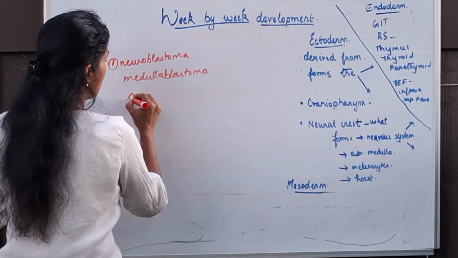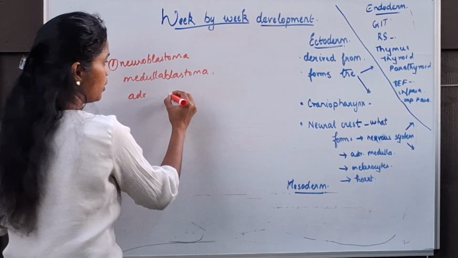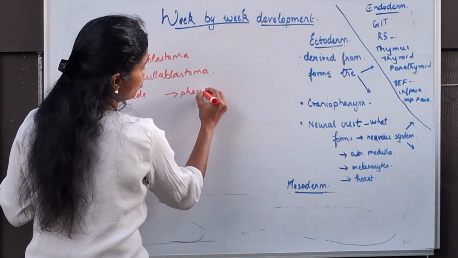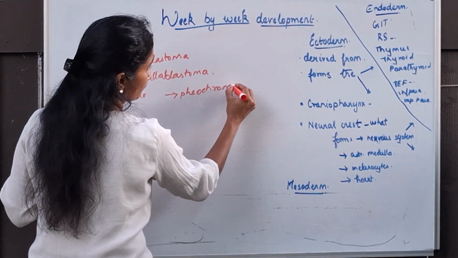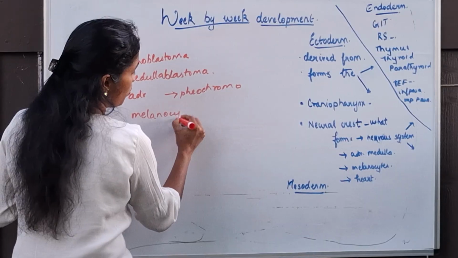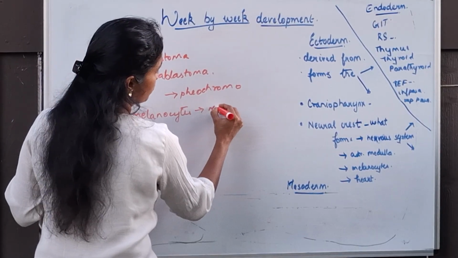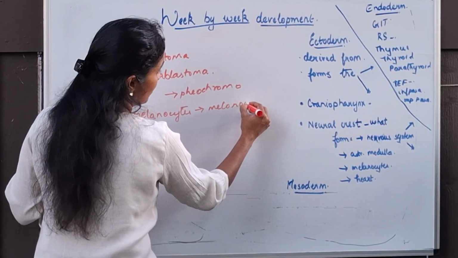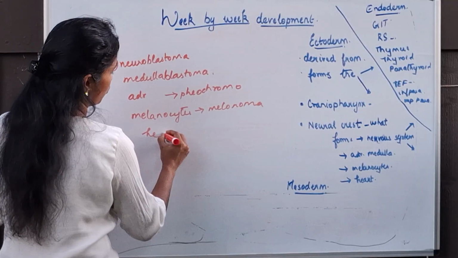Blastoma. Then the adrenal medulla, so that is arising from the ectoderm. Therefore, pheochromocytoma is also from ectoderm. Melanocytes are from ectoderm, and therefore melanoma is from ectoderm. And the heart is also from ectoderm.